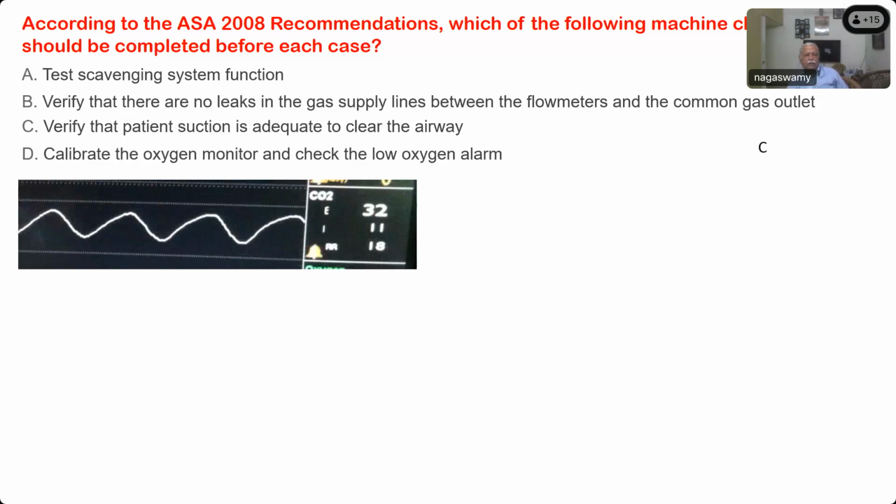What is this you are seeing here? First one, can you identify what is being shown here?